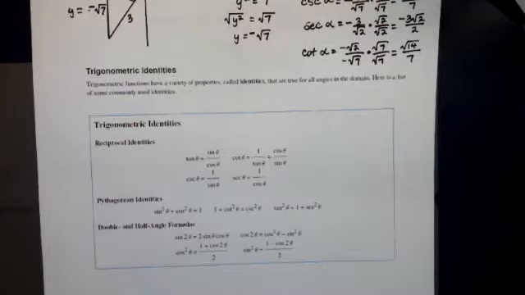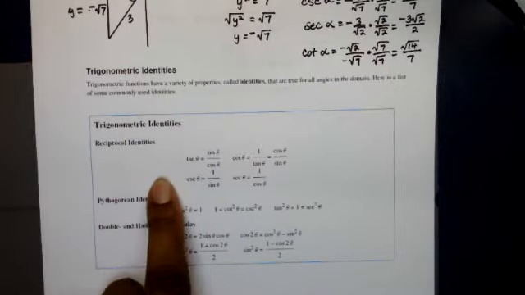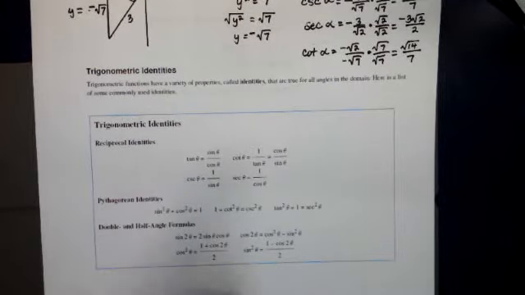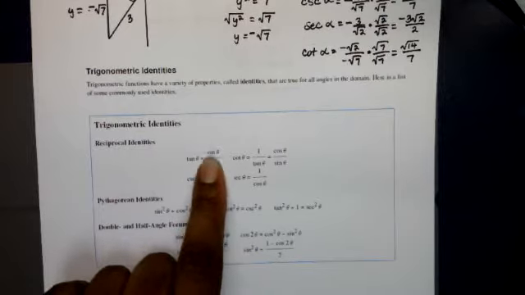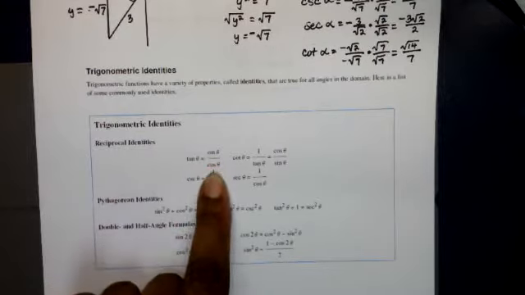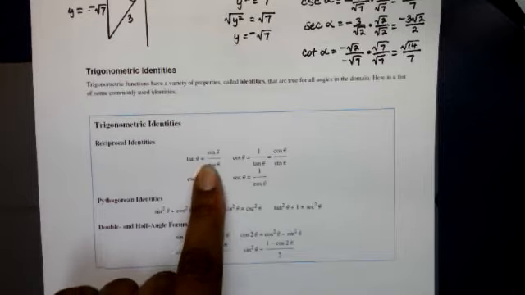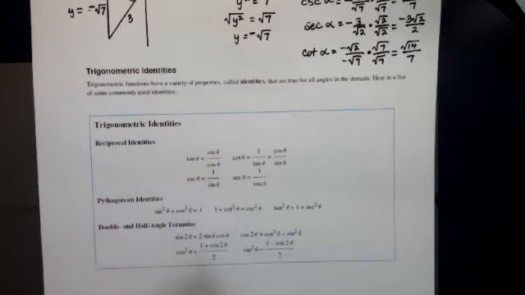All right, trigonometric functions have a variety of properties called identities that are true for all angles in the domain. And here's a list of some of the commonly used identities. Some of these I touched on in the last video, which was part 2. But the tangent of theta will be equal to the sine over the cosine. Tangent theta is always going to be sine of theta over the cosine of theta.